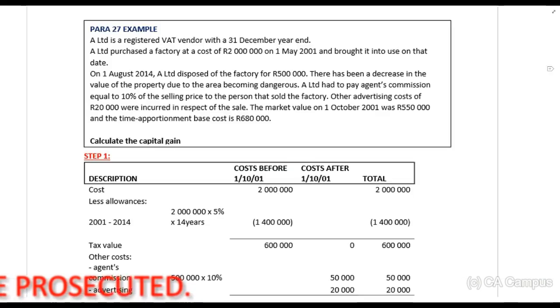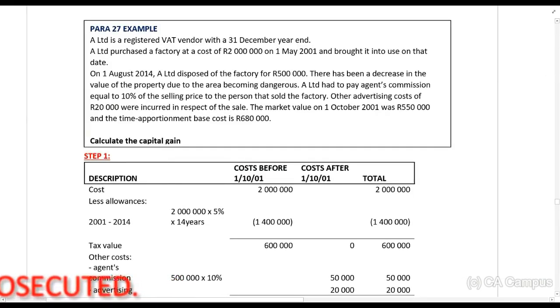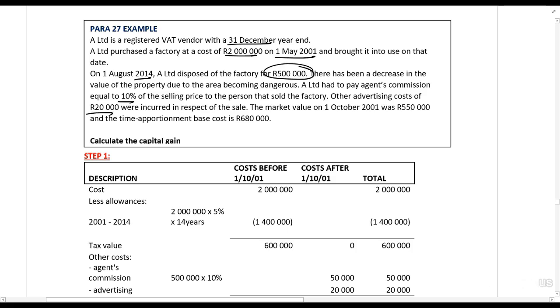Okay, so let's look at our example. This is a company with a December year-end, that purchased a factory for 2 million in May 2001, brought into use on that date, and sold it in 2040 for 500,000 rands, with an agent's commission of 10%, other advertising costs of 20,000 rands, a market value of 550 on the 1st of October, and a time apportionment base cost of 680. Basically the same type of situation, but obviously with different amounts.